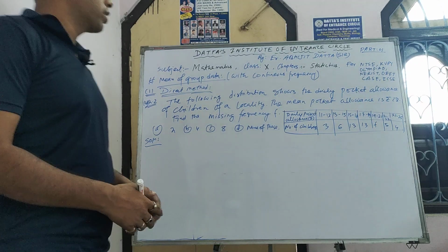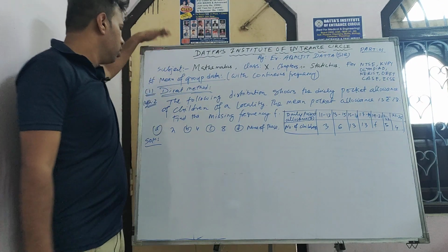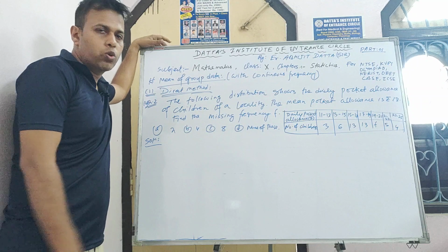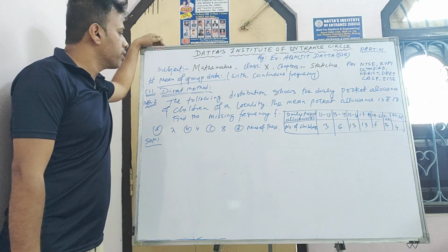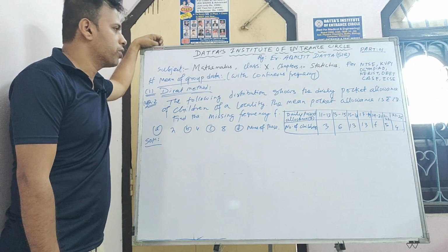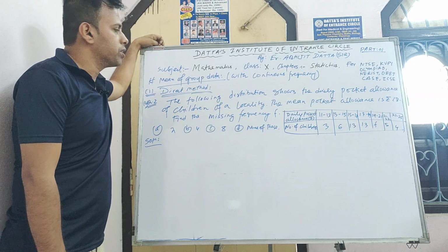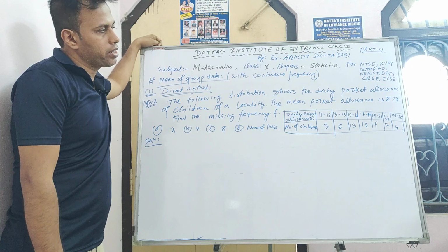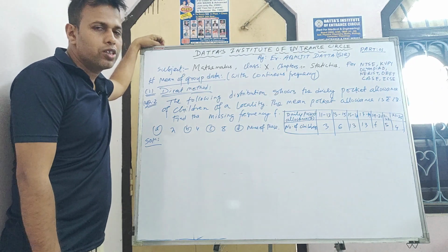So students, our next question, that is question number 2 from the direct method, and the total number of questions is 4. The following distribution shows the daily pocket allowances of children of a locality. The mean pocket allowance is 18. Find the missing frequency f.